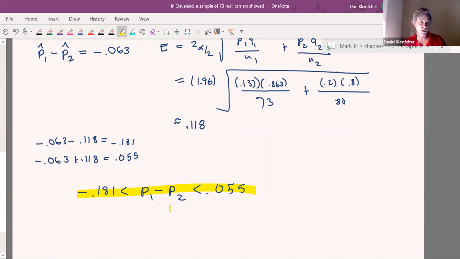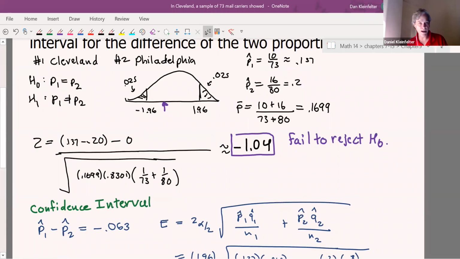So that is our confidence interval, and you can tell that we wouldn't be able to support a claim of a difference in the two proportions, because for the difference P1 minus P2, that interval has a meaningful part of it on the negative side and the positive side. So looking at this, if I told you that P1 minus P2 is between negative 0.181 and positive 0.055, would you be convinced that it was either positive or negative specifically? And I think most people are going to say no. So that is consistent with what we got before for the hypothesis test, that there was not a significant difference.